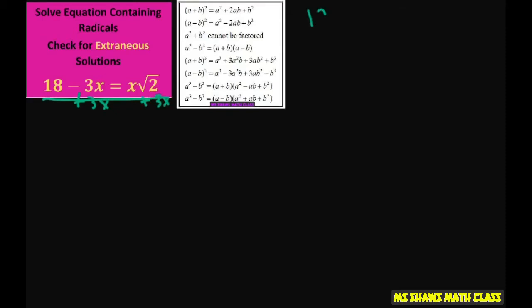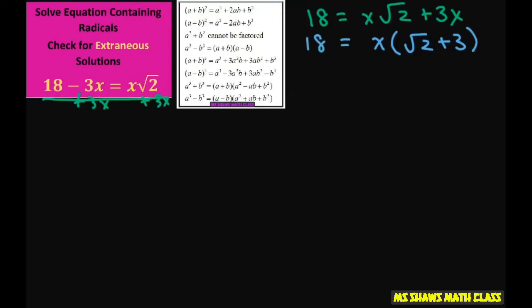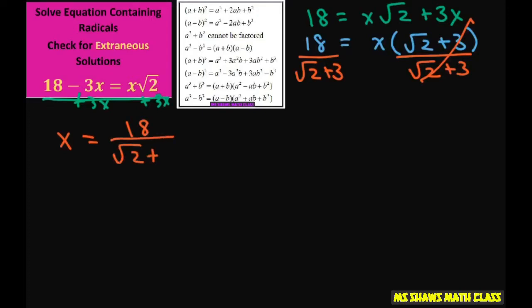So we're going to get 18 equals x square root of 2 plus 3x. Since we're solving for x, let's factor out an x here. x times (square root of 2 plus 3) equals 18, and then divide both sides by square root of 2 plus 3. All right, now this cancels, so we have our x, and our answer is x equals 18 divided by square root of 2 plus 3.